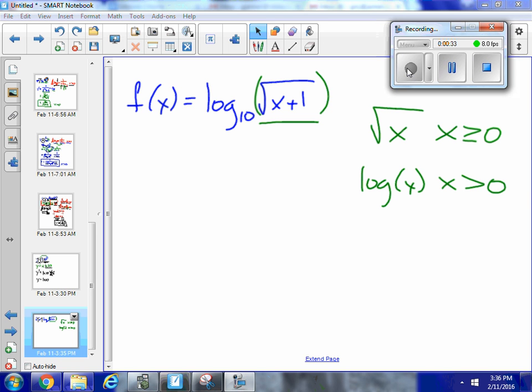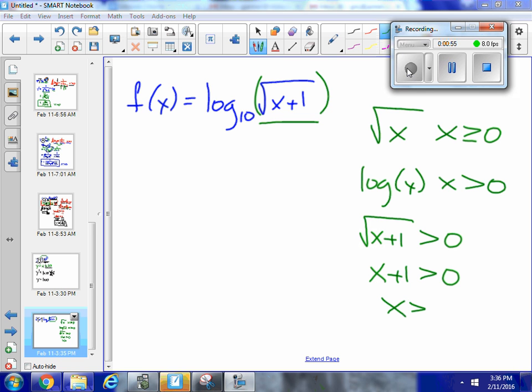So in this case here, I have to treat this as the argument of the logarithm. That's more restrictive. So I know that the square root of x plus 1 has to be greater than 0. And if I square both sides, I know that x plus 1 has to be greater than 0. And if I subtract 1 from both sides, I know that x has to be greater than negative 1. So in interval notation, I would write negative 1, infinity, parentheses on both sides, because we always have parentheses with infinity, and I'm not including negative 1.